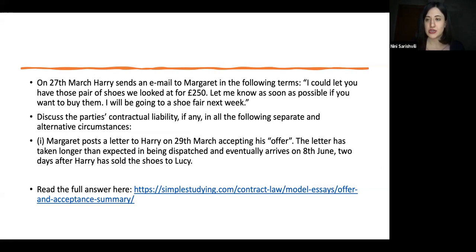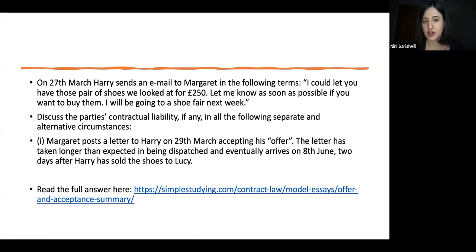Discuss the parties' contractual liability, if any, in all the following separate alternative circumstances. There are separate circumstances we need to discuss in this problem question, but we will only be discussing the first one in this session. In order to see the rest of the question, you should go and read the full answer after this session. You will receive the slides as well as the recording of this session.